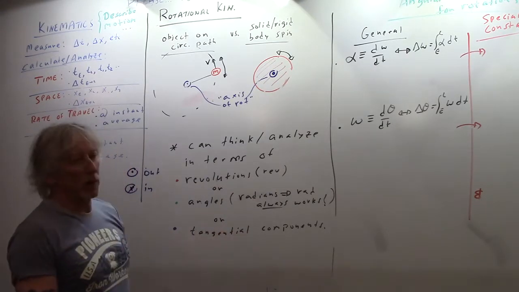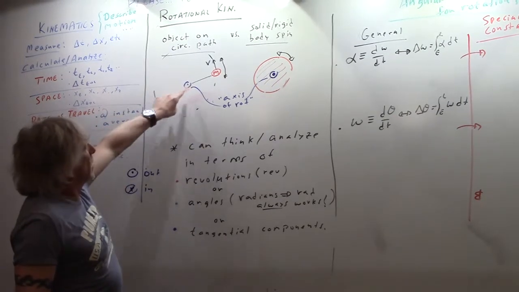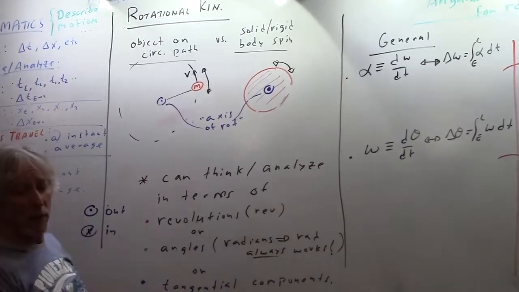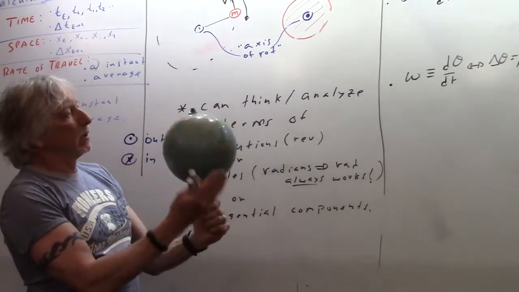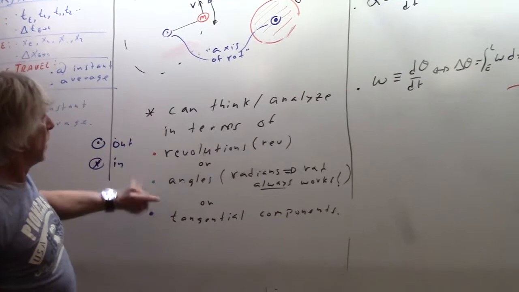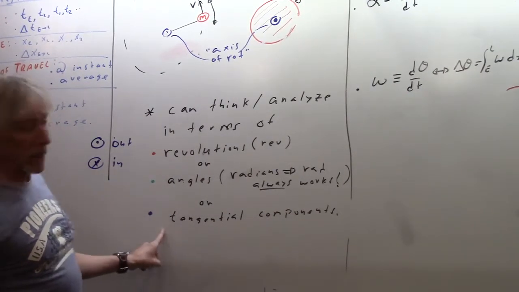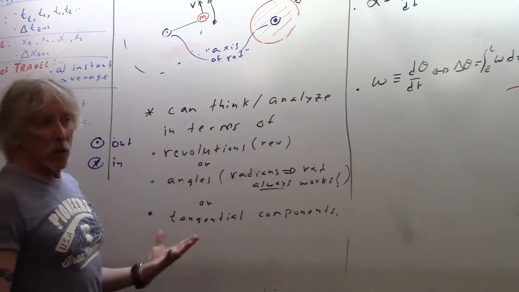But you really have to do problems, because it is a lot. It's a lot for everyone. So remember, we're talking about either an object going around on a circular path, or a solid object spinning around one way or the other with an axis of rotation, rigid body we call it. Revolutions, angles, and radians, or tangential components, all valid ways to analyze and describe the motion.